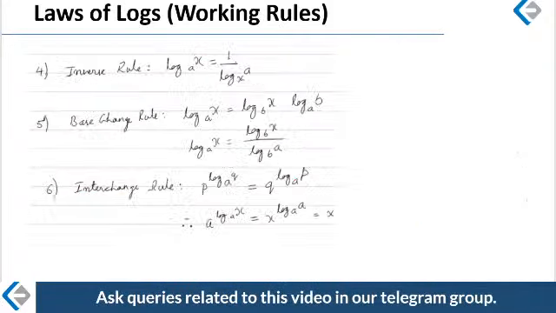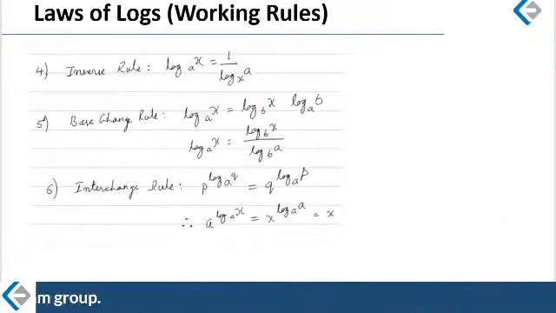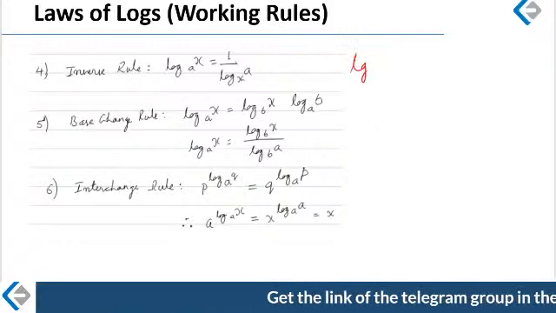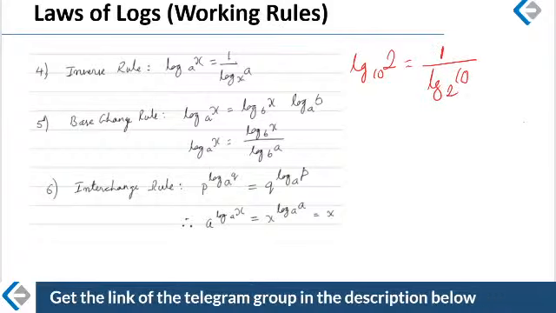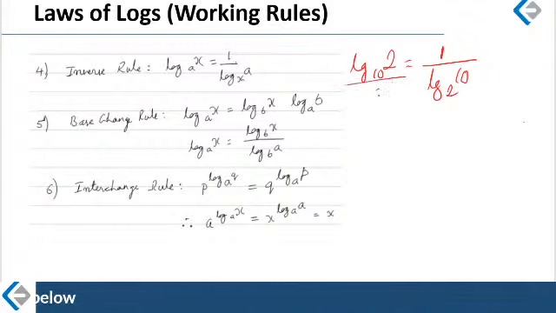There are only 6 rules here, friends. Another 3 rules. The next one is the inverse rule. Simple one. So if I have log 2 to the base 10, the inverse rule says I can also write this as 1 divided by log 10 to the base 2. When you write it inverted, upside down, it is log 2 to the base 10 over 1.